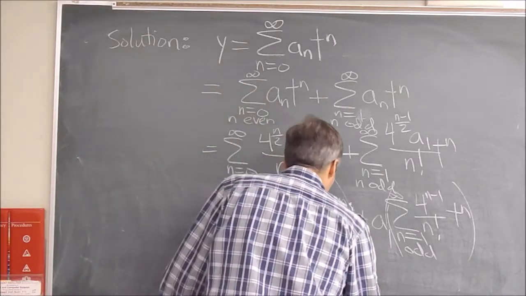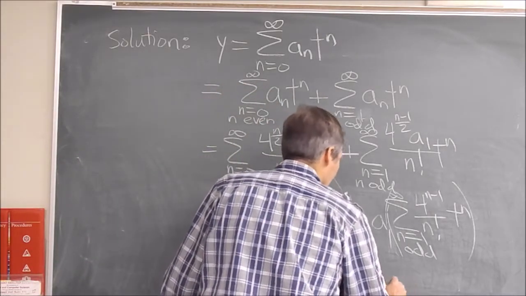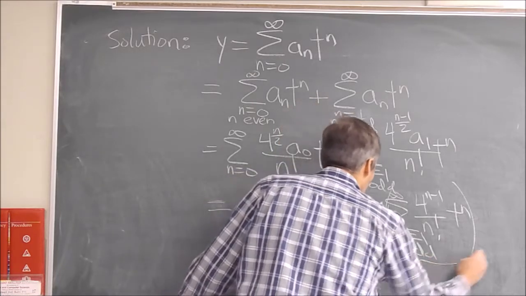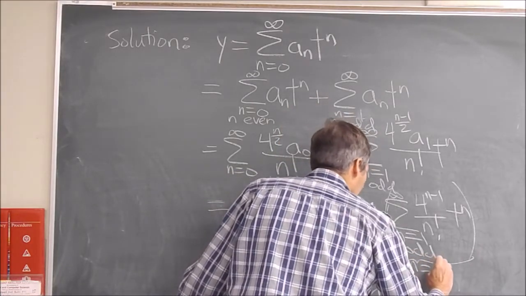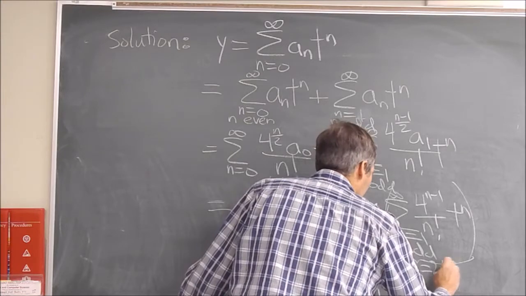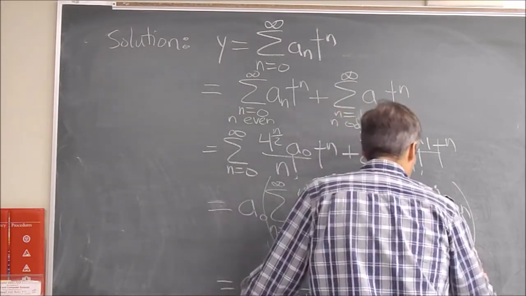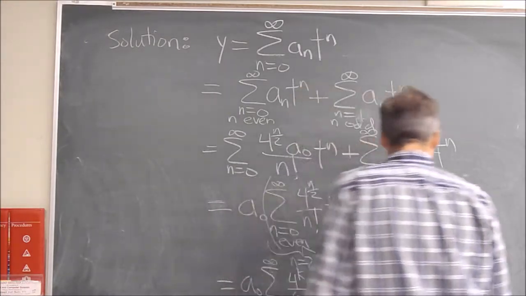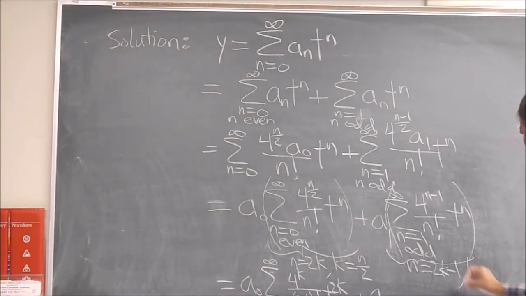And this one has a1 multiplying on the outside, and if we make a substitution here, n equals 2k plus 1, so that k equals (n minus 1) over 2.